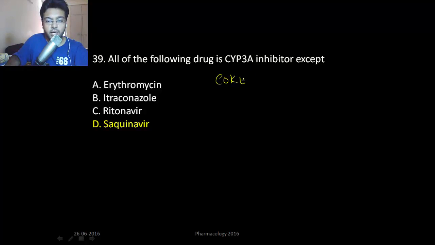All of the following drugs are cytochrome inhibitors: the CYP3A4 inhibitors and protease inhibitors: cimetidine, omeprazole, ketoconazole, and erythromycin. You have a friend of ketoconazole, itraconazole, right? So it is an inhibitor. Erythromycin. Protease inhibitors, ritonavir and saquinavir. Now both of them are in your list, right? Now you are in real trouble.